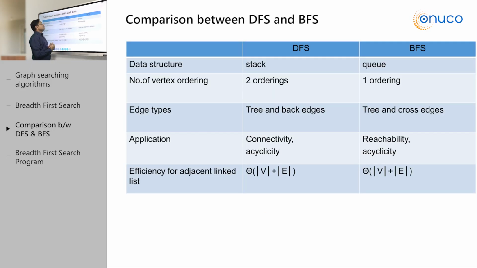Look, if you want to compare DFS and BFS, since we have studied both: with respect to data structures, in DFS you are using a stack, in BFS you are using a queue. Vertex ordering: DFS has two orderings, BFS has one ordering. Edge types: DFS has tree and back edges, BFS has tree and cross edges. Applications: we are going to find connectivity of the nodes and acyclicity. Remember that when I say acyclicity, I am talking about a spanning tree too. Okay.